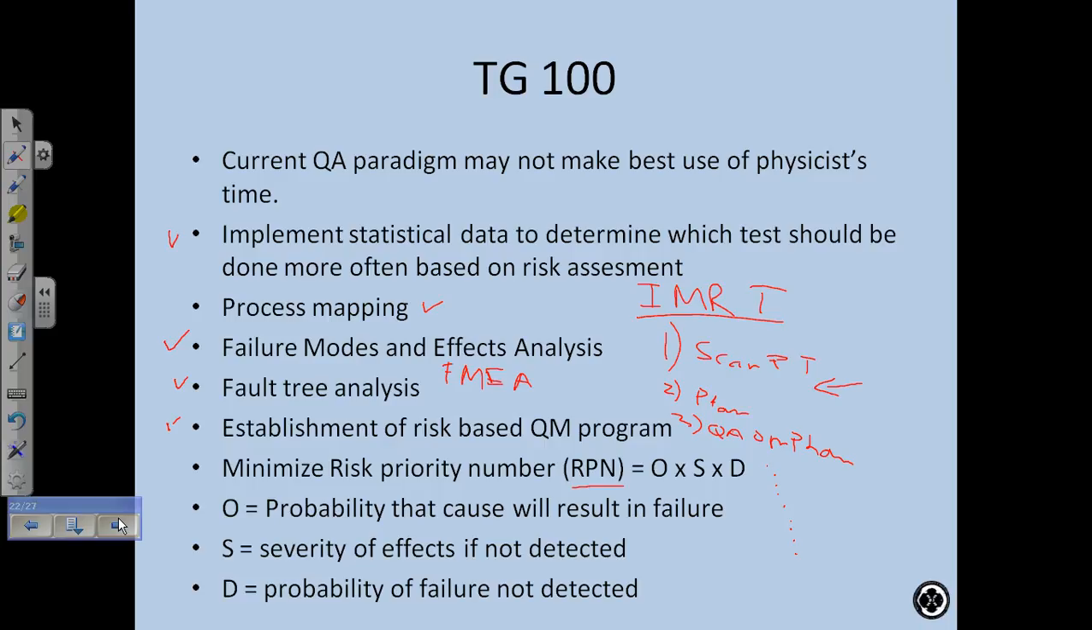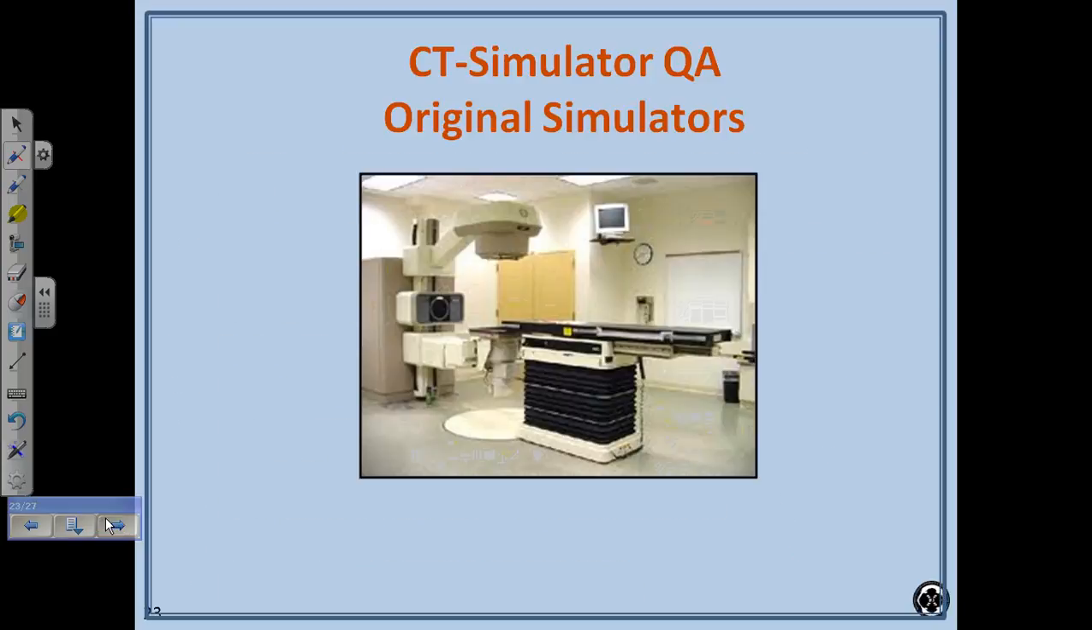Then S, severity of effects if not detected. What is the severity of a patient being scanned backwards if it's not detected? Obviously, if the patient's gone backwards, then we might be treating on the wrong side of the patient. Very severe in that case. I've chosen the worst case. And then D, probability of failure not detected. What's the probability of nobody picking that up? So they're going to assign probabilities to all of these based on all the fault tree analysis and the process mapping. So someday we'll have this protocol, and it'll give us these risk assessments. Now, the higher the risk, obviously the more often you want to test something. So that's TG100.